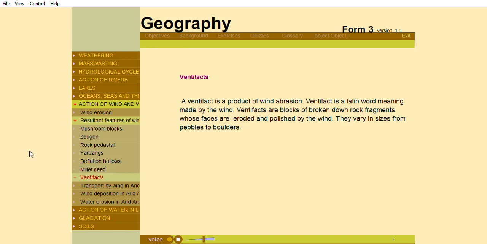Ventifacts. A ventifact is a product of wind abrasion. Ventifact is a Latin word meaning made by the wind. Ventifacts are blocks of broken down rock fragments whose faces are eroded and polished by the wind. They vary in sizes from pebbles to large boulders.